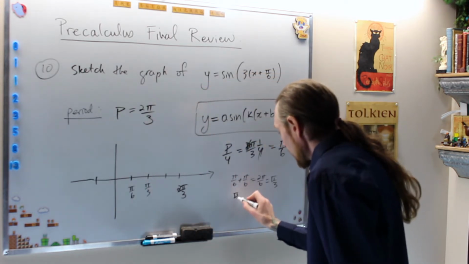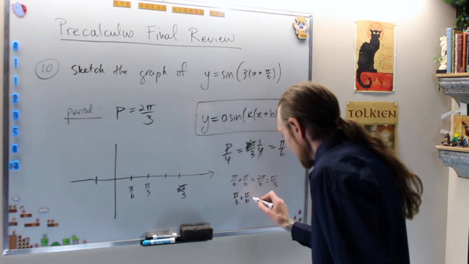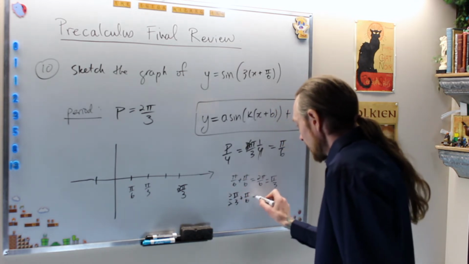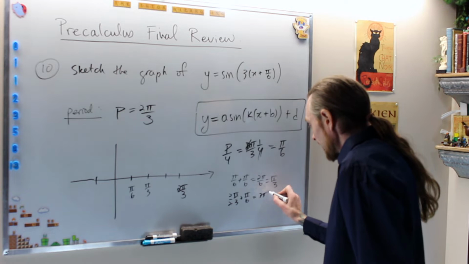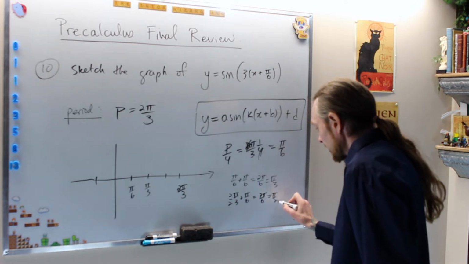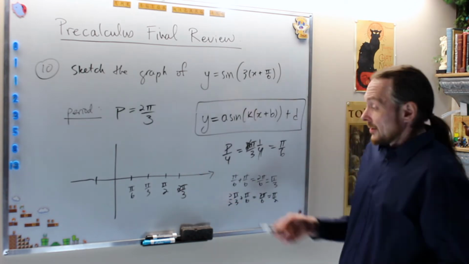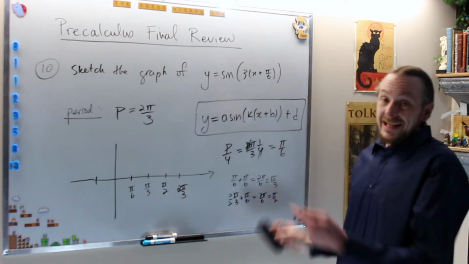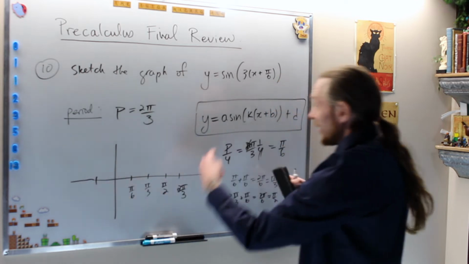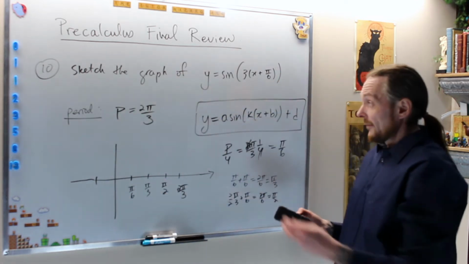And then pi over 3 plus pi over 6. Now I have to multiply by 2, which is going to give me 3 pi over 6, which is pi over 2, this one, and then 2 pi over 3. So these are the key points that I need in this interval, 1 period length of my new period for the function they gave me.